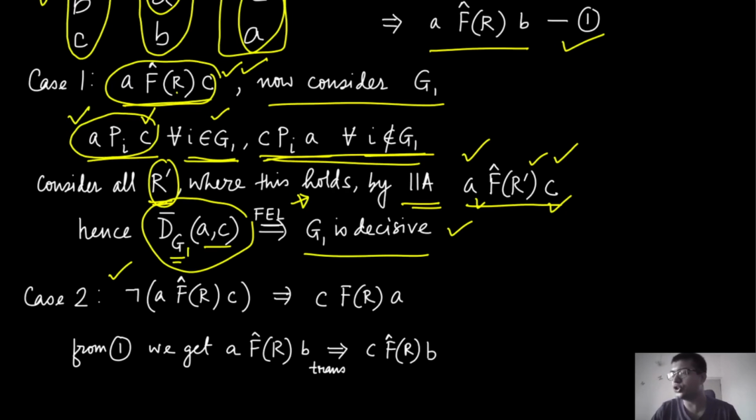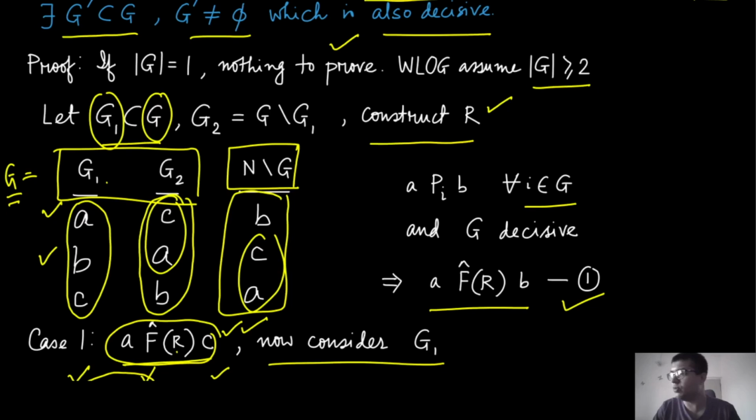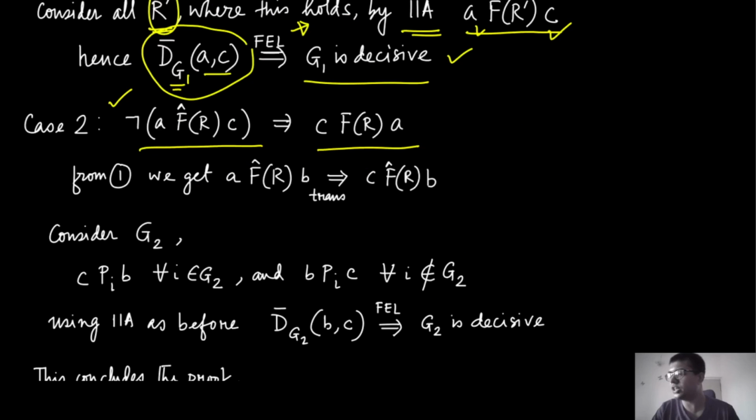Now in case 2, we'll show that G2 is decisive. So how should we show that? Let's look at this. This is the case where A is not strictly preferred over C. That means C is at least as preferred as A. Now from the first condition, because G was decisive, we knew that A is strictly preferred over B. Now A is strictly preferred over B, and C is at least as preferred as A, so using transitivity we can see that C is strictly preferred over B.